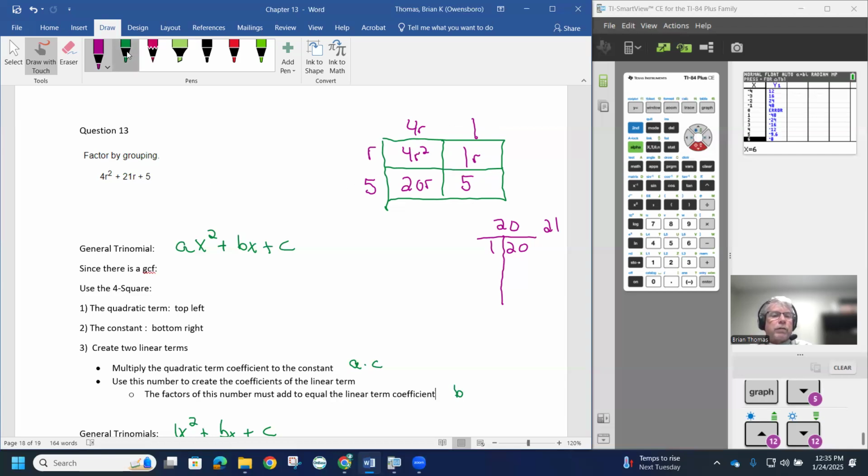So now that we have it all completed, our factors are these outside edges. So what we have then is this r plus 5 times this 4r plus 1. It becomes our factored expression. So that's how the four square can help us do it when the quadratic term's coefficient is not 1. It's another number.